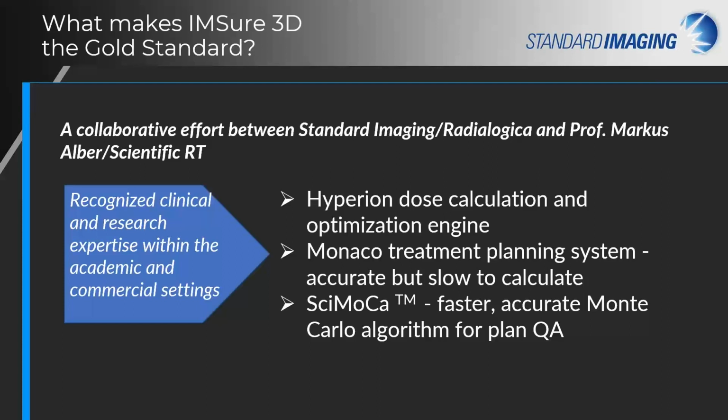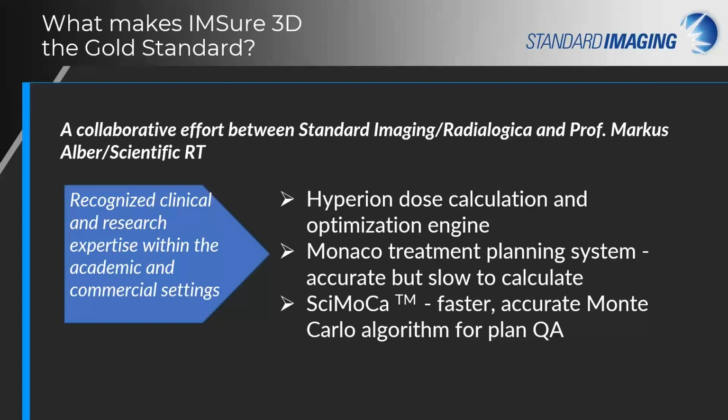So what makes IMSure 3D the gold standard? To provide a bit of background, IMSure 3D is a collaboration between Standard Imaging, Radiologica, and Dr. Marcus Alber of Scientific RT. Dr. Alber has recognized clinical and research expertise with Monte Carlo algorithms within both academic and commercial settings. He was the creator of the Hyperion dose calculation engine, which was later commercialized by Elekta as Monaco, which is the treatment planning system.